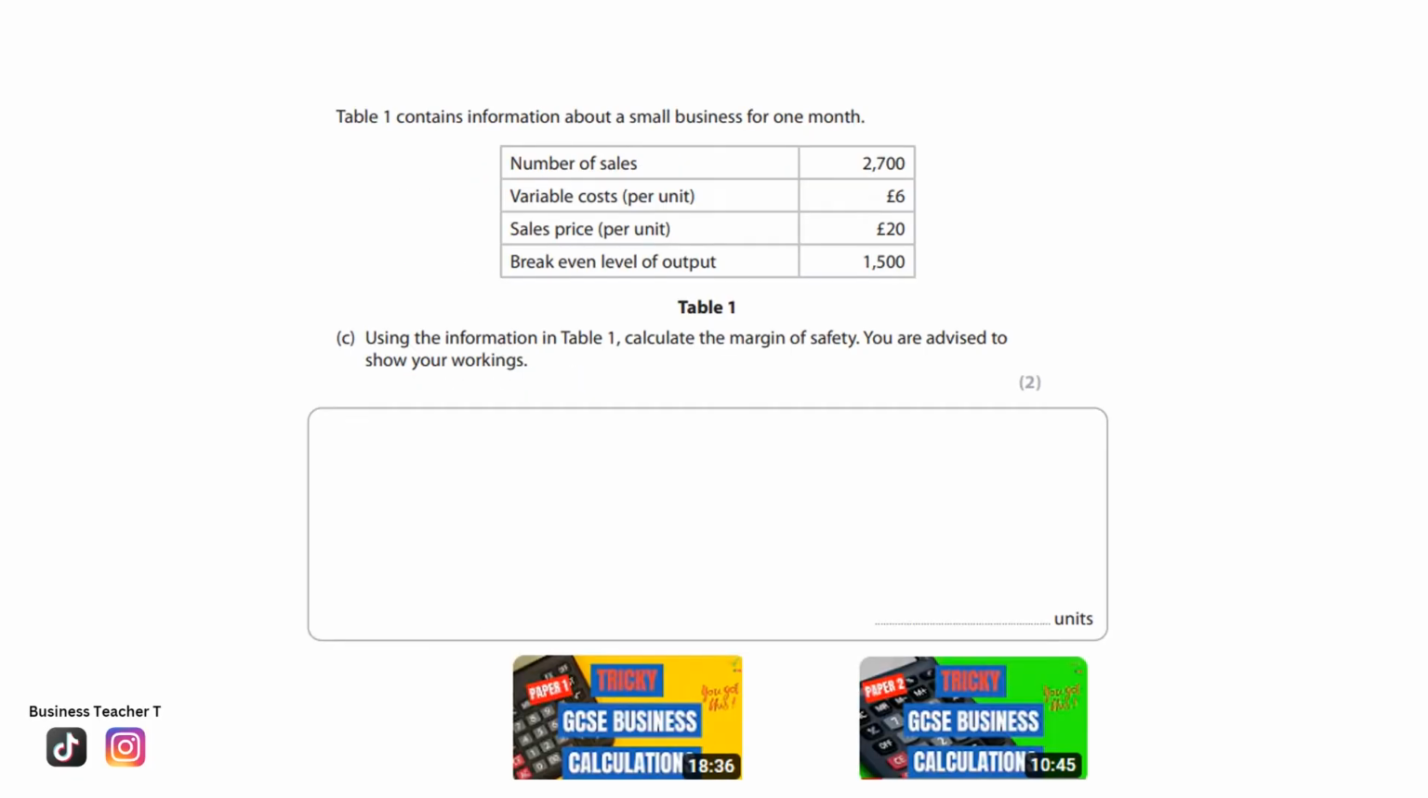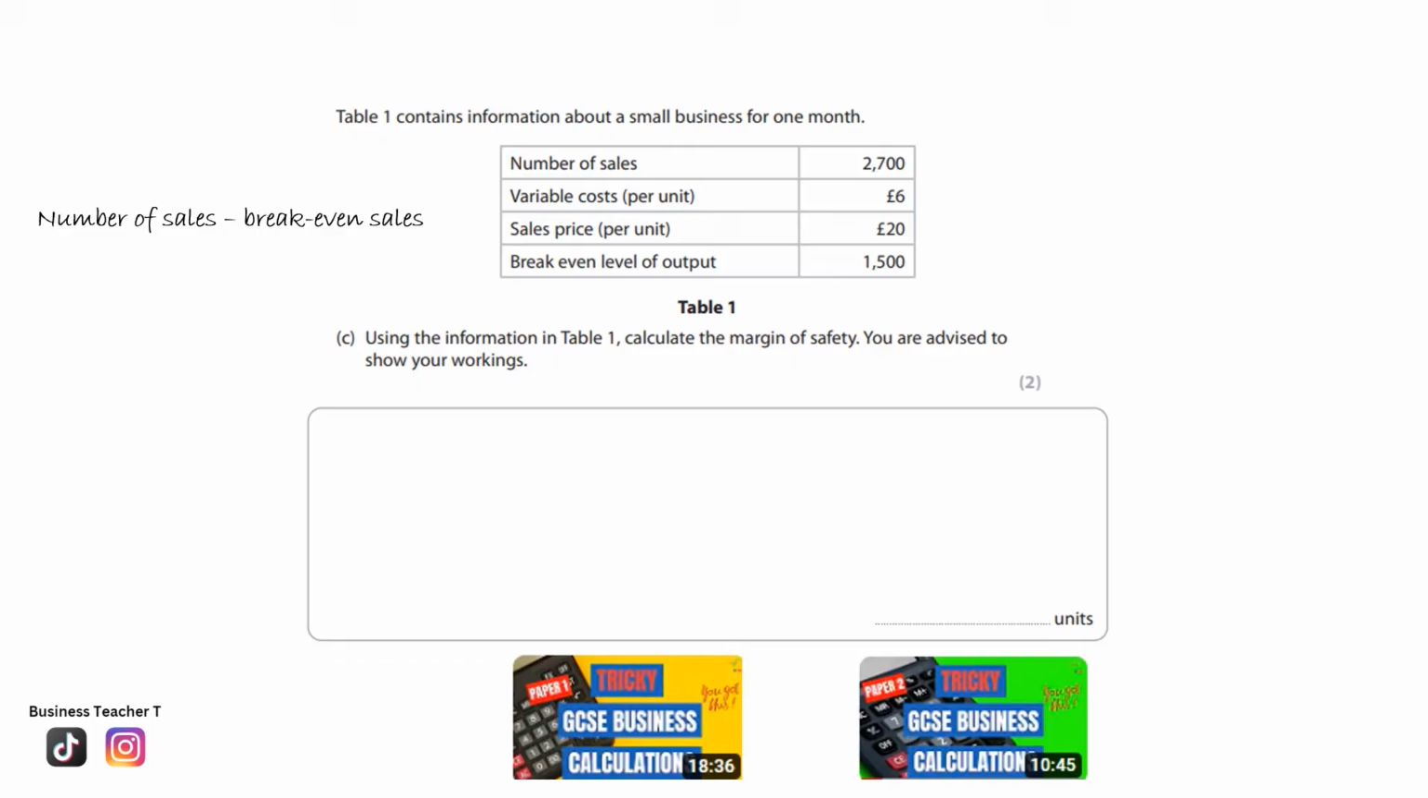Our first calculation question. Table 1 contains information about a small business for 1 month. We have the number of sales, 2,700, variable cost per unit, £6, sales price per unit, £20, and the break-even level of output, 1,500. Using the information in Table 1, calculate the margin of safety. You're advised to show your workings. Now, in order to calculate the margin of safety, you can use the following formula. The number of sales minus the break-even level of sales. So you can pause the video now if you'd like and attempt the question.